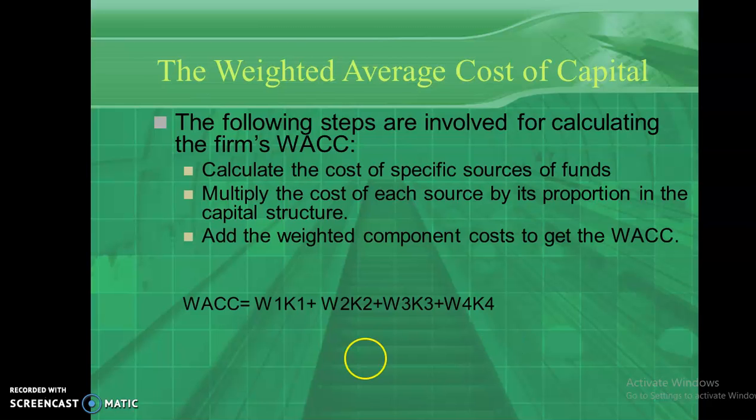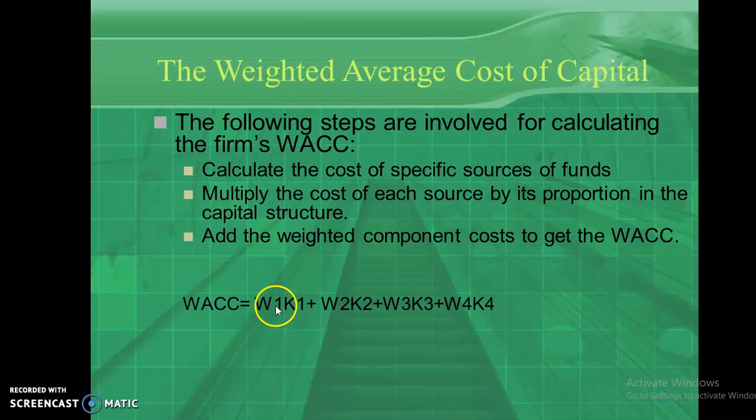So as a second step, you calculate the proportion of funds, that is weight. First step is cost of each and every source of fund. Then you multiply the cost of each source with the proportion or weight in the capital structure. So cost of equity must be multiplied with weight of equity. Cost of preference shares must be multiplied with the weight of preference shares. Likewise, you calculate. Then you add the weighted component costs. All these weighted component costs should be added together. You will get WACC, weighted average cost of capital. That's the formula. Let's look into that.